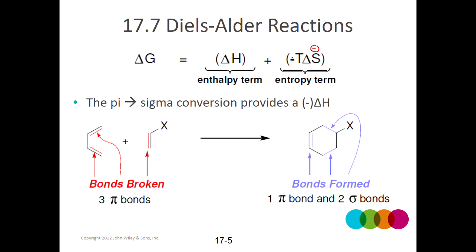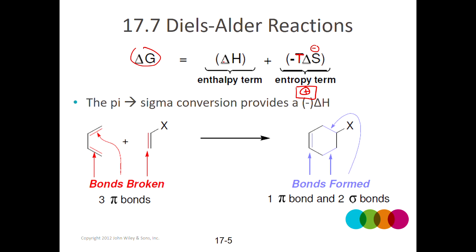And so the entropy term has a negative sign in it, and a negative times a negative is positive. That's why if I increase the temperature, and I increase the size of this positive term that I'm adding to delta H, it's only going to make delta G more positive, which is going to shift it back toward the reactant side, making it more reactant favored. So let's take a look at delta H.